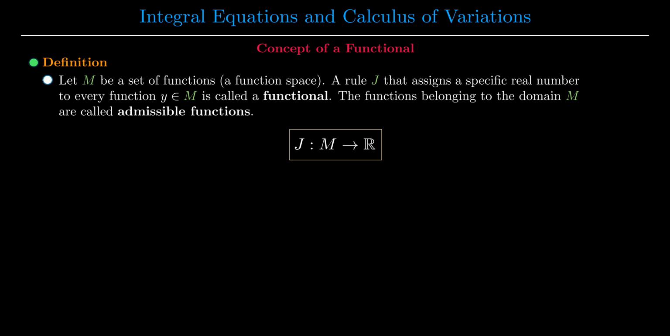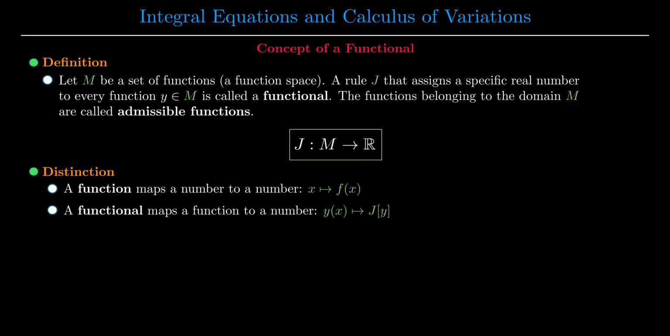Imagine we have a set of functions, which we call a function space, and we denote it by capital M. A functional is a rule, usually written as capital J, that assigns a real number to each function y of x in that space. So we write J maps M to the real numbers, or J maps M into R. The functions that belong to the domain M are often called admissible functions.